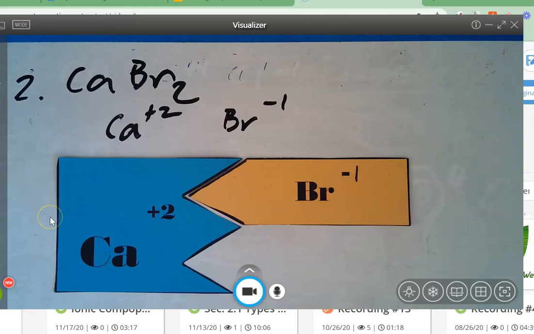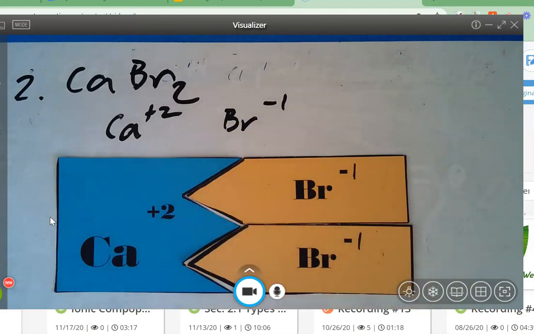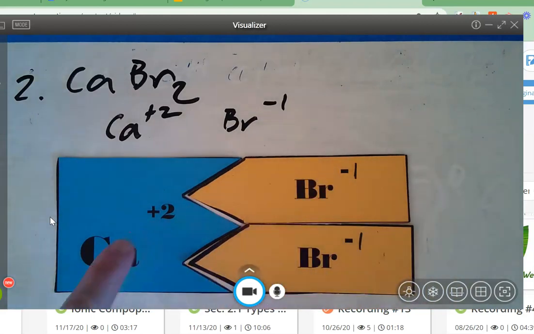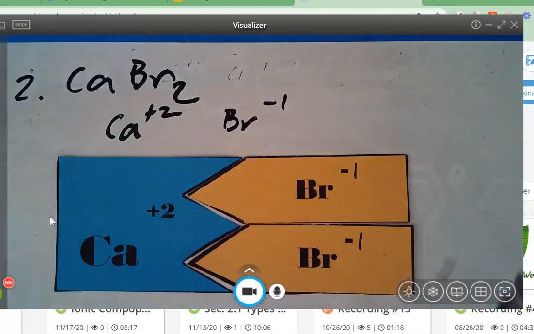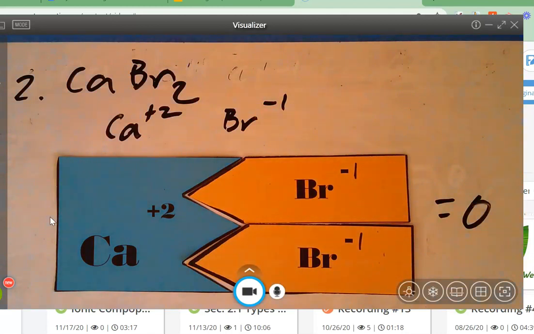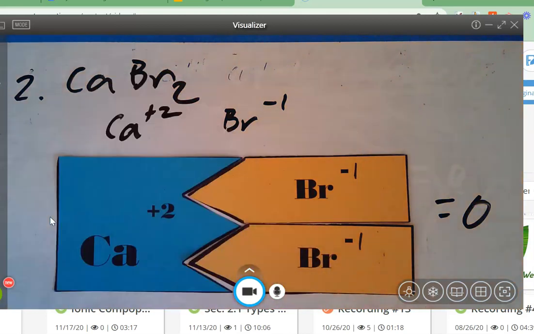So we need another bromine. Just like that. Now, if I have 2 bromines and 1 calcium, +2, and I add that to a -2, that equals 0, and I have a neutral ionic compound. Alrighty? So that's why I gotta have 2 bromines in my formula.